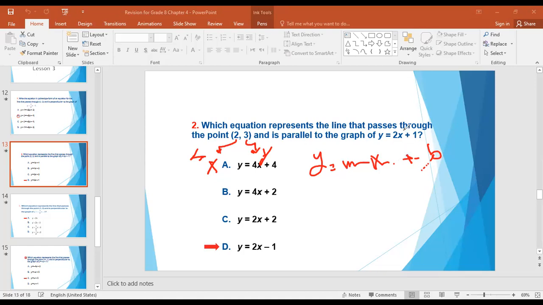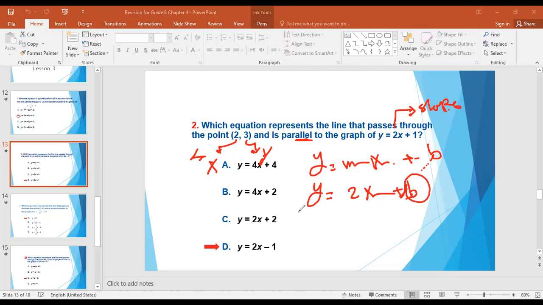Yes. So 2 is the slope, because it's parallel, and if it's parallel, we use the same slope. So y equals 2x plus b. We need to know b now. What is b? How to do it?